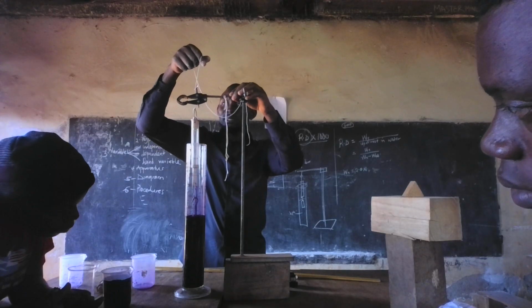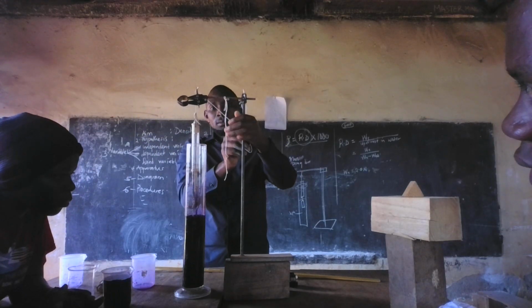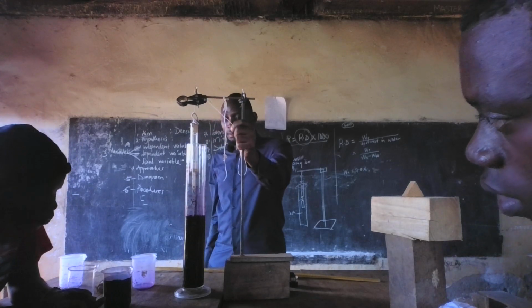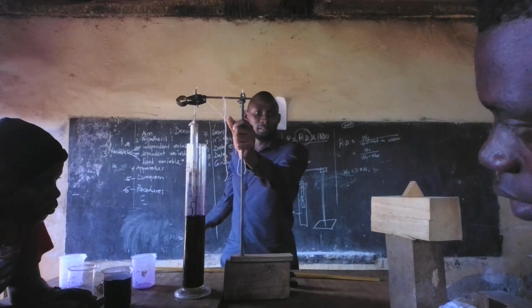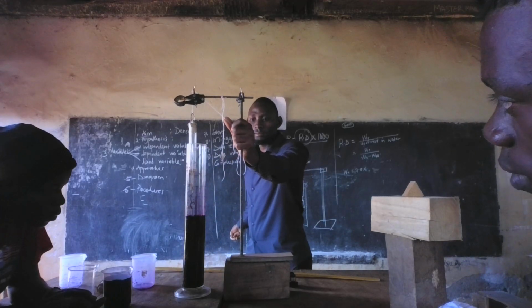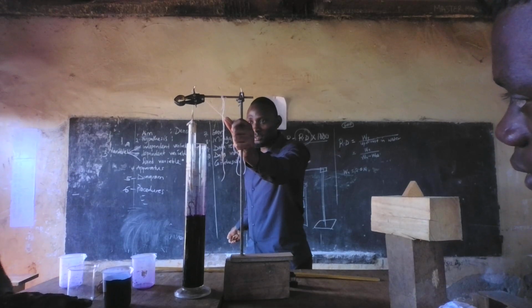Now you read off. Is the value increasing or is it remaining the same? It is increasing. It is increasing up to what value? 630. It means it has increased by 30 cc.